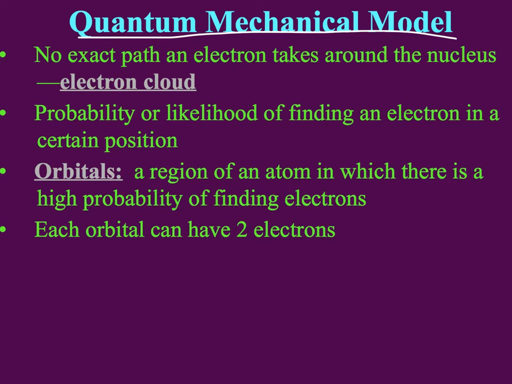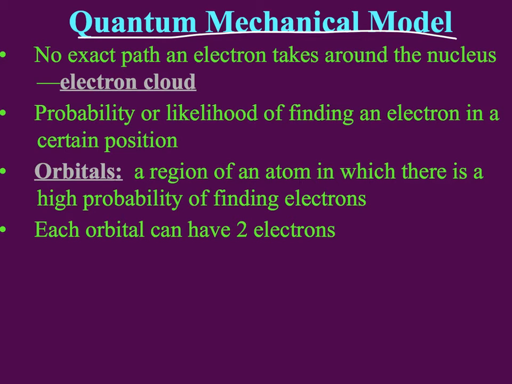The probability of us finding an electron in the electron cloud region is about 90% of the time. 10% of the time, it's outside of the cloud region. So there's no exact path for the electron. It is not going around in a circle. It's bouncing around in that electron cloud. So once again, based on the quantum mechanical model, the electrons are found in the electron cloud region, and the probability of us finding the electron in the cloud region is about 90% of the time.